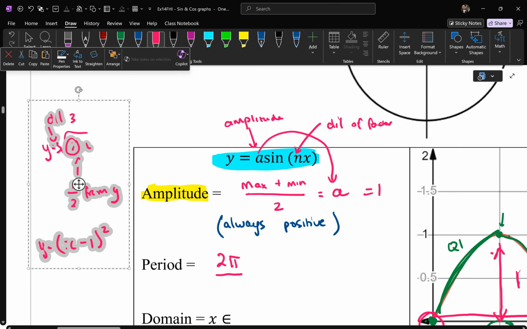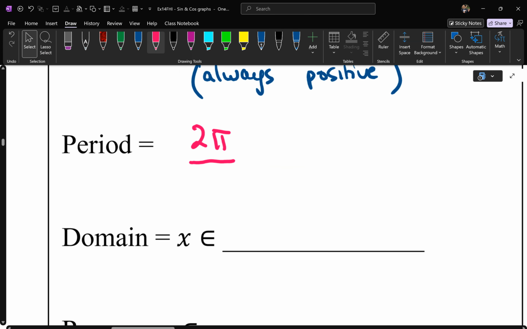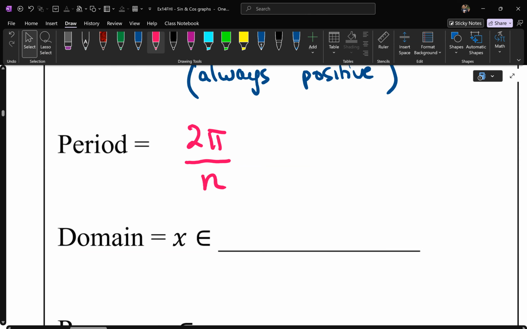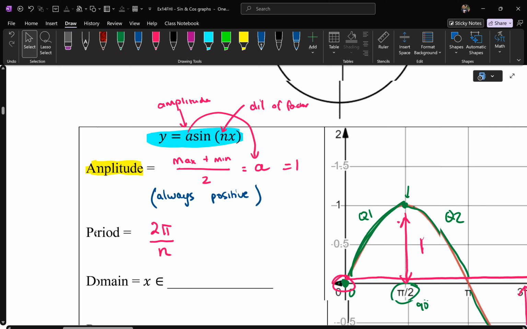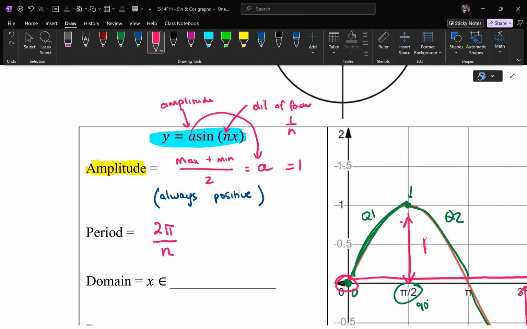But if I'm confusing you too much with chapter 7 prereq knowledge, then you can memorize this rule. It's 2 pi on n. I wanted to show you why it was on n rather than just memorize the rule. It's a dilation of factor 1 on n because you're compressing it. That n makes it compressed, but you have to know why it's 1 on n to begin with. And so if you take 2 pi and you times by 1 on n, that's how you get 2 pi on n.